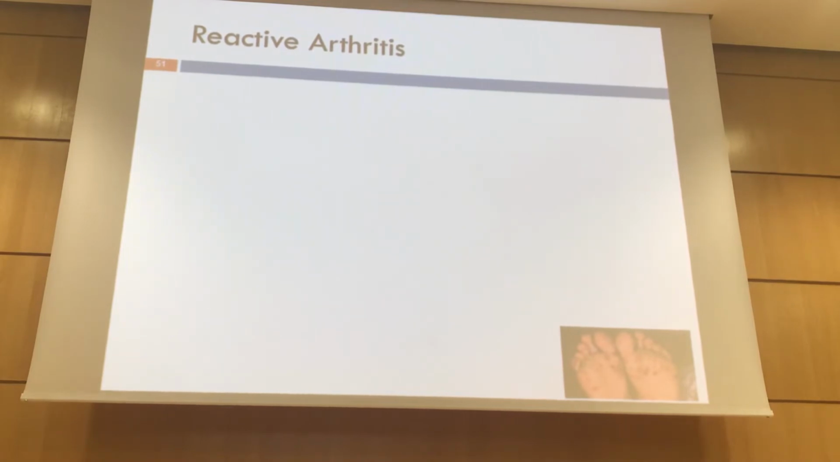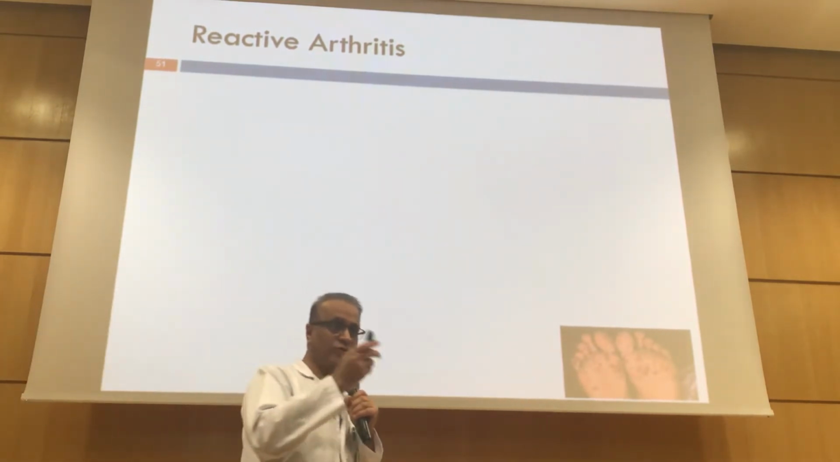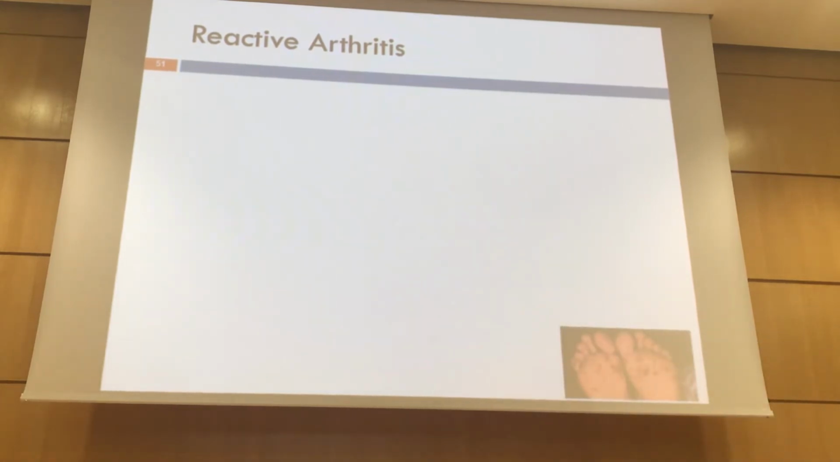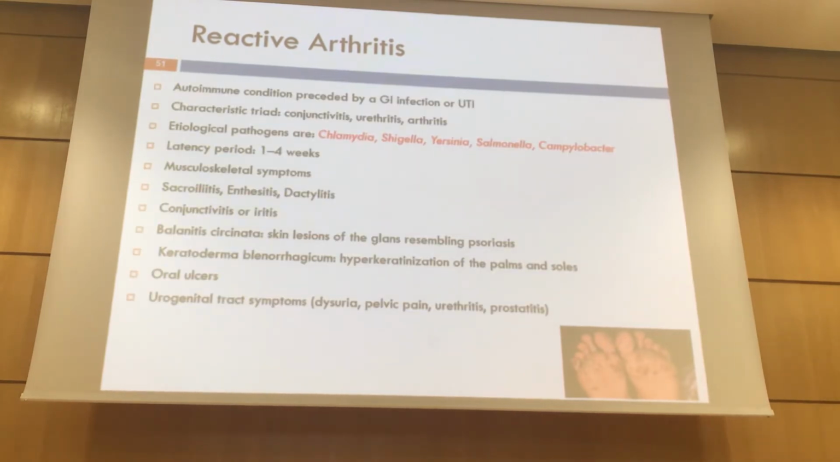Right. What is reactive arthritis? After infection. By the way, for all of these spondyloarthritides, the treatment will be more or less the same. We need to again control the pain, treat the primary cause, and educate the patient. So reactive arthritis, what's the triad? Urethritis, arthritis, and conjunctivitis. Exactly. So reactive to what? Infection. What infection? Two, either GI or genitourinary. Okay. So the autoimmune condition is preceded by GI or genitourinary infections.